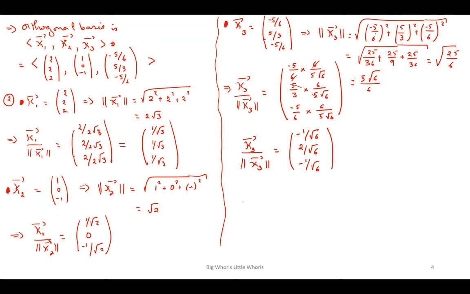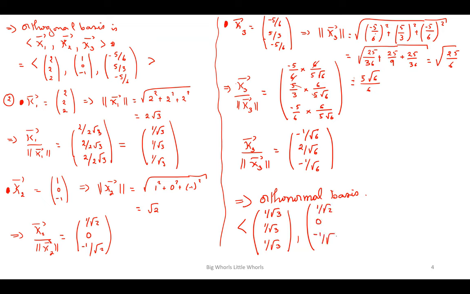Okay, therefore our orthonormal basis is made of these values. The normalized kappa 1 is 1 over root 3, 1 over root 3, and 1 over root 3. The second vector, the normalized kappa 2, is 1 over root 2, 0, and minus 1 over root 2. And the normalized kappa 3 is minus 1 over root 6, 2 over root 6, and minus 1 over root 6.